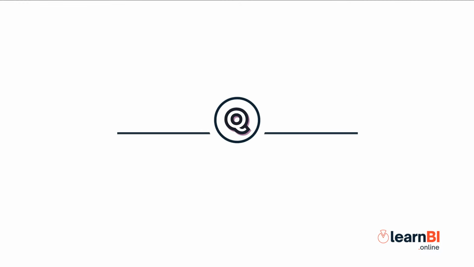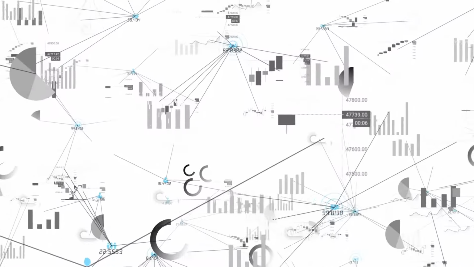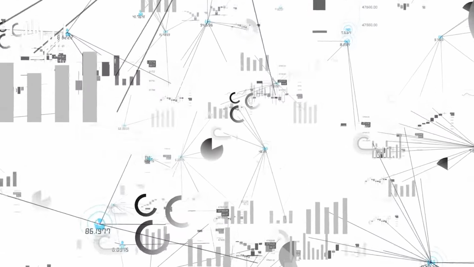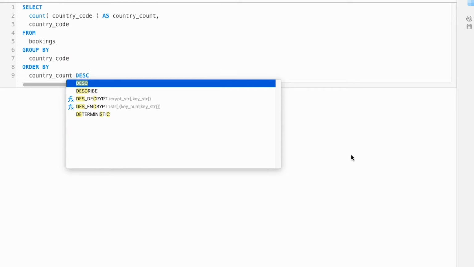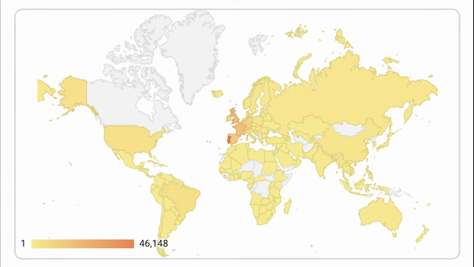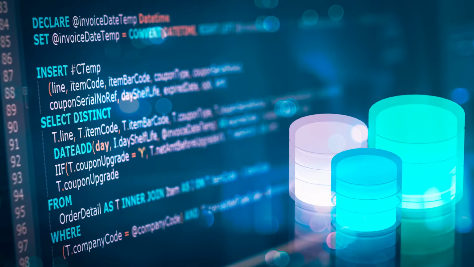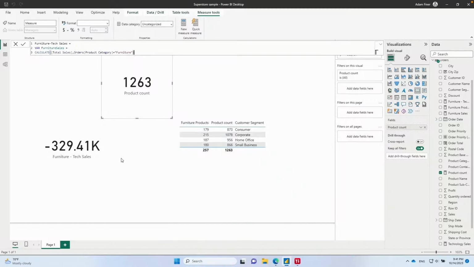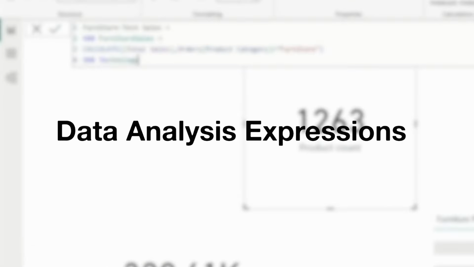Q is for query. A query is a request for information from a database, often expressed in a specific query language. Queries are what lie behind data visualizations in dashboards, a request for specific data that is then used to build charts, graphs, and tables. The most common query language is SQL or SEQUEL, but BI tools sometimes also have their own proprietary language, like Power BI's DAX, which stands for Data Analysis Expressions.